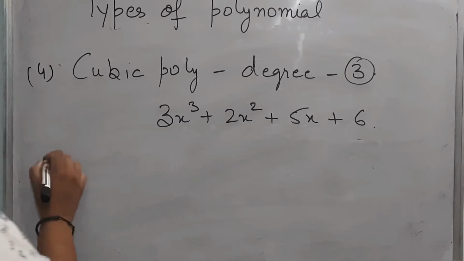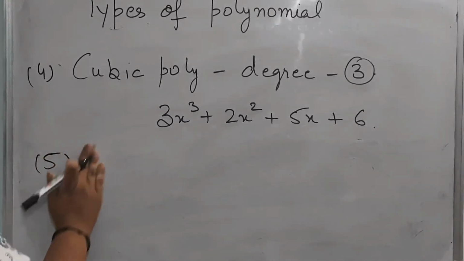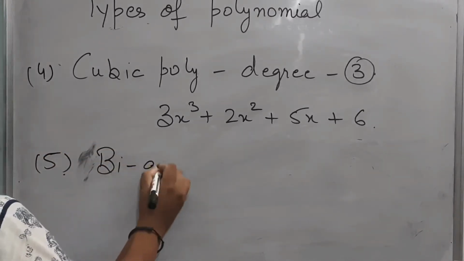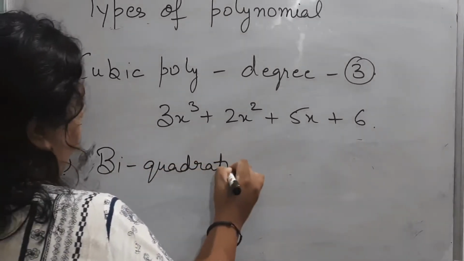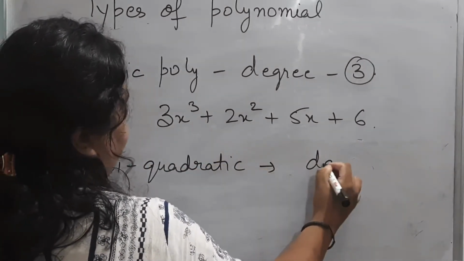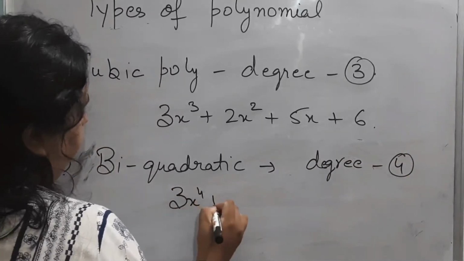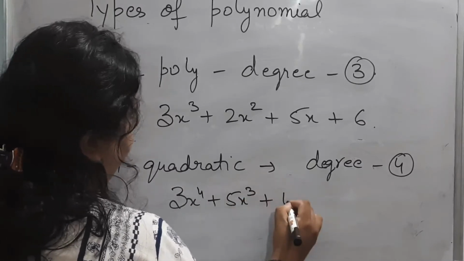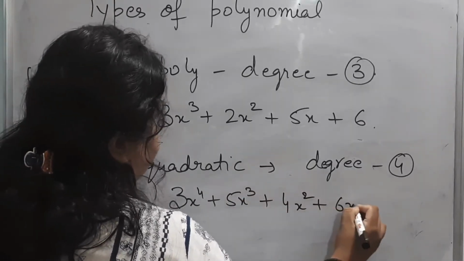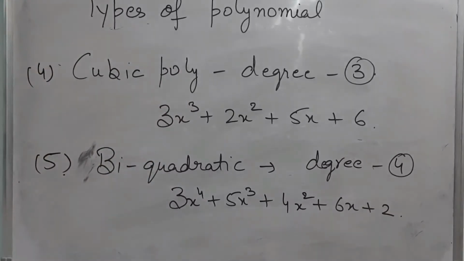Now, the fifth one is biquadratic. Degree is 4. For example, 3x to the 4 plus 5x cube plus 4x square plus 6x plus 2. Here the degree is 4, so this is known as a biquadratic polynomial. These are the types of polynomial.